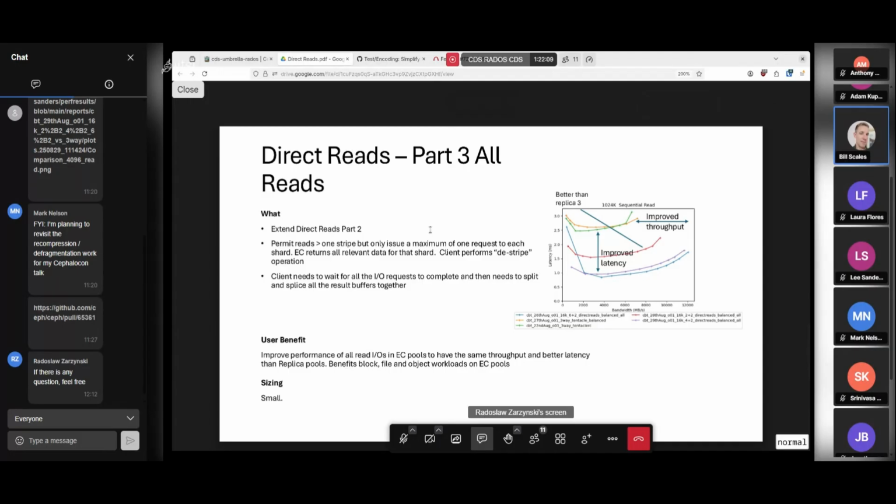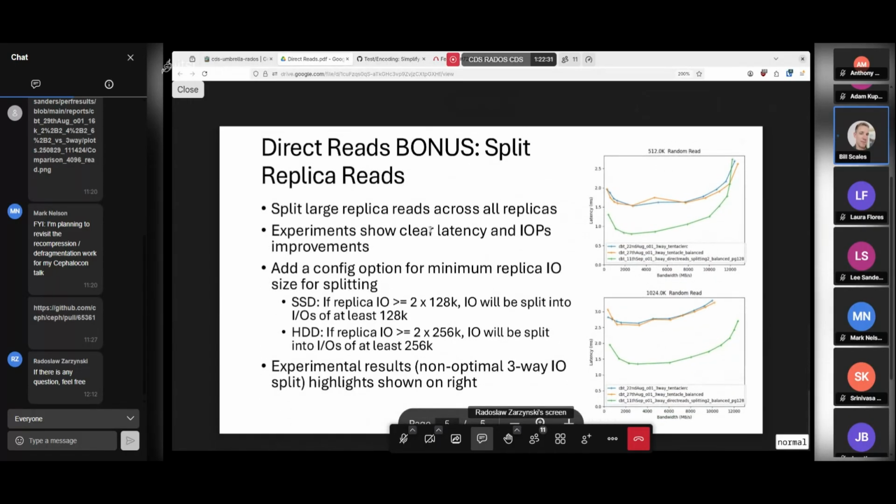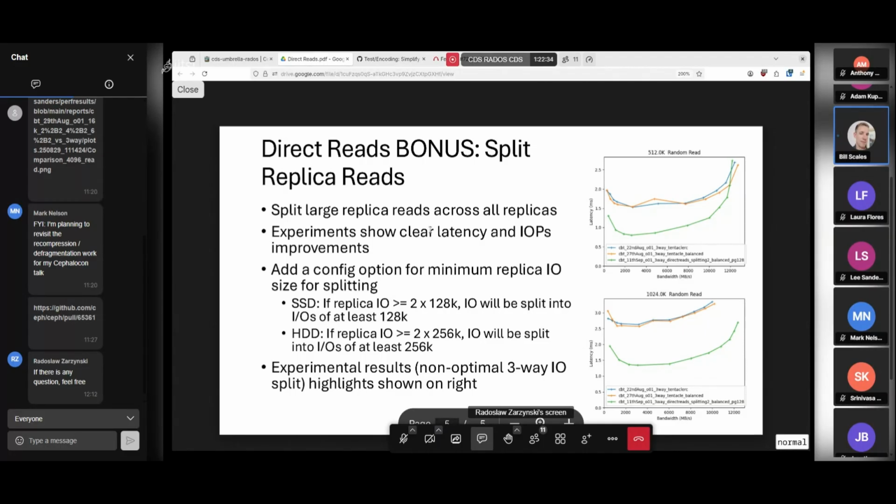And so this measurement led us to say, well, maybe we can do the same thing for replica pools as well. So what happens if we take large IOs to replica pools and split them up and issue smaller IOs to different copies? If we go to the next chart, this shows what happens there, and indeed, for 512K and 1 meg reads, we do get a nice drop in latency and a nice increase in throughput for replica pools as well.